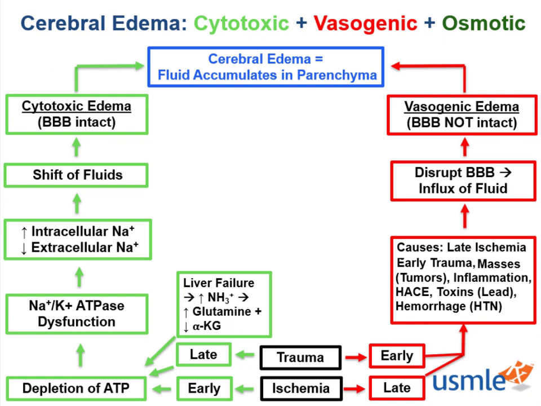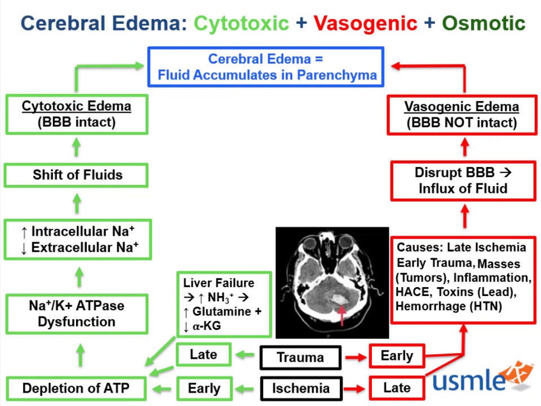Lastly, the most high-yield cause to know for exams is hemorrhage, especially in the setting of hypertension, which can lead to bleeds in the basal ganglia and cerebellum, as this image shows by the red arrow. The boards want you to understand that hemorrhage in the brain disrupts the blood-brain barrier and leads to vasogenic edema, a high-yield point. Overall, all these causes lead to vasogenic edema, a subtype of cerebral edema.